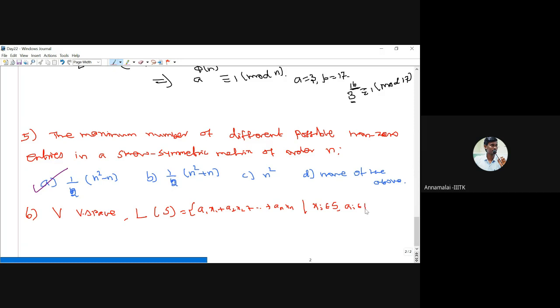Suppose I take F as the field. Here n is anything. All possible linear combinations of elements of S is nothing but L of S. Sometimes we call this the spanning set, span of S. Okay, this is a notation.